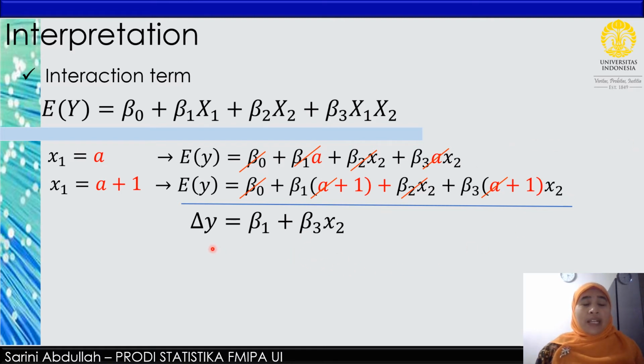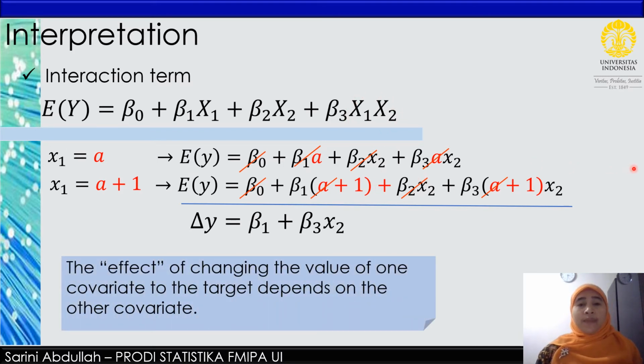So here we can see that the change of y when we increase x1 by 1 unit is not a constant, not only beta 1 or beta 1 plus beta 3, but it depends on the value of x2. That's because we have the interaction term here. So in this example, we can conclude that the effect of changing the value of one covariate on the target depends on the value of the other covariates.